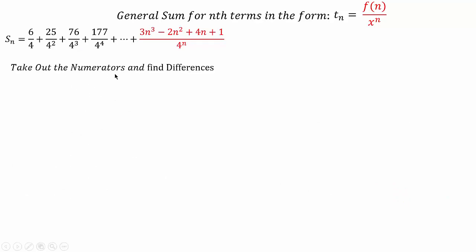Now we take out the numerators and find differences. To take out the numerator, we first need to search the geometric ratio with power 1. You can look at the denominator: it has got 4 to the power 3, 4 to the power 2, 4 to the power 1. So this will be our first term. So we take out the numerator from this term. That means the numerators will be 6, 25, 76 and 177.